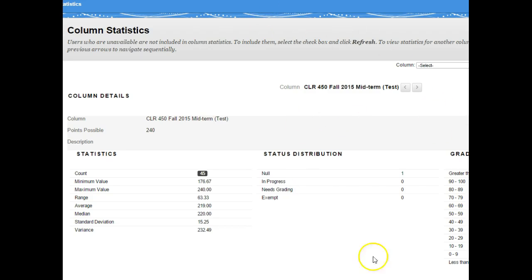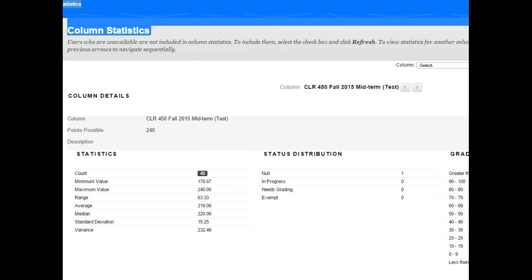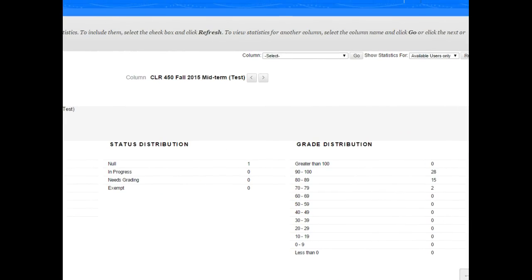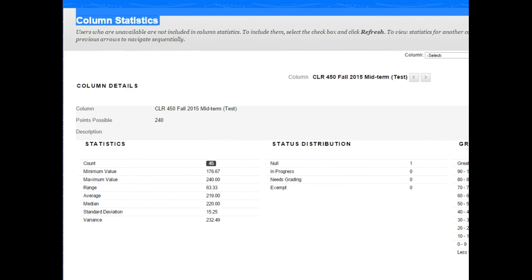And in general, let's see if I can pull this screen over a little bit. You saw that there were 28 people that got an A, 15 that got a B, and 2 that got a C. So really, you guys did a very good job on the test.